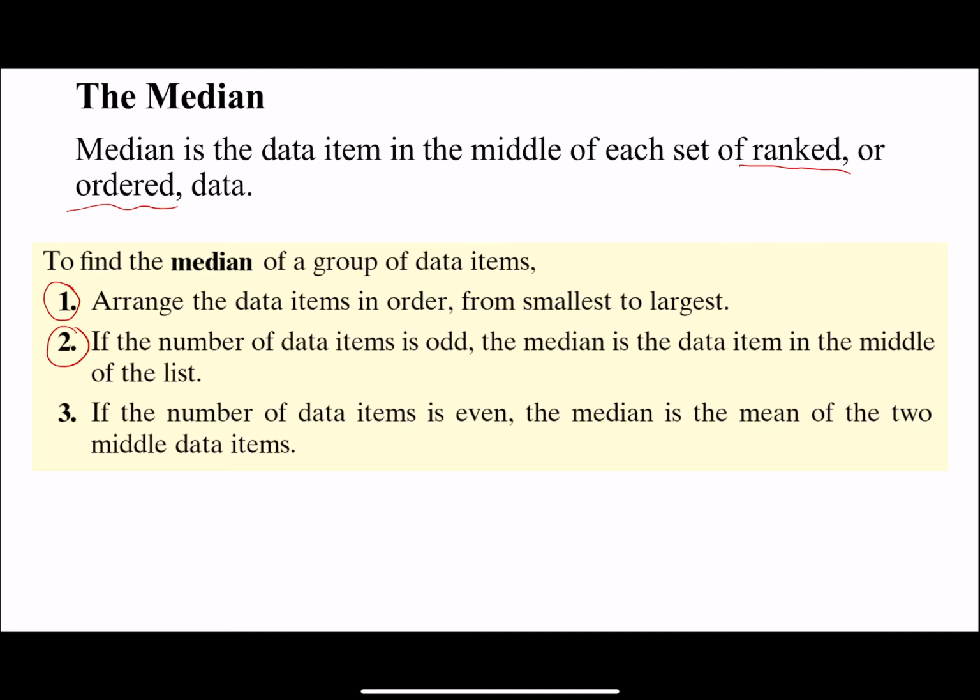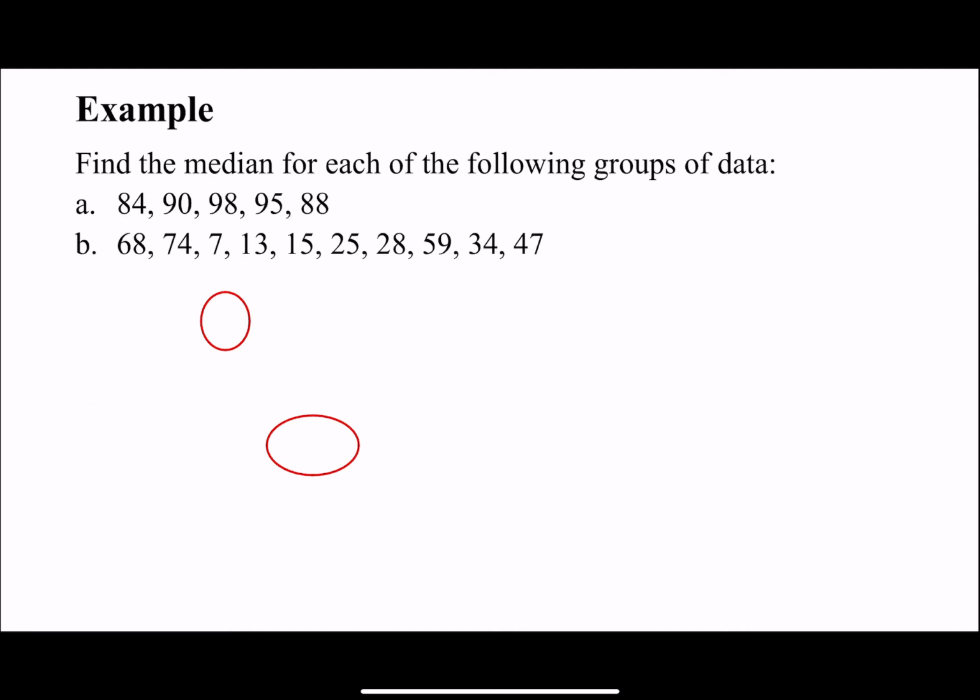If we have odd number of data items, the median is the data item right in the middle. That's really easy. But if we have even number of data items, two data items are located right in the middle. What should we do? We take the mean value of those two data items that sits right in the middle of your set. Okay, let's see. Here, A and B. Find the median for each of the following groups of data.